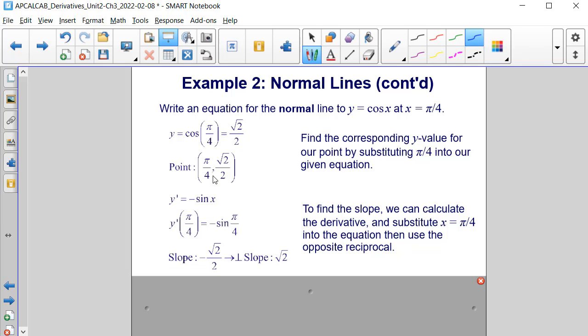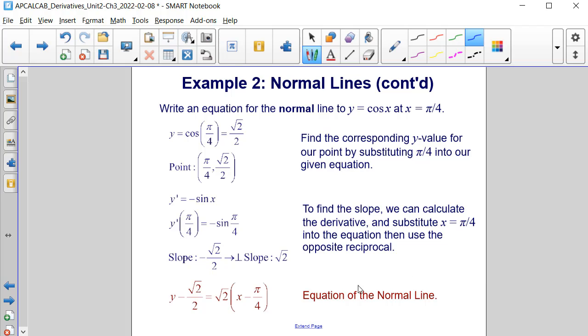So we have our point, pi over 4, positive square root of 2 over 2, and we have our slope, positive square root of 2. And now we can write the equation of our normal line, which is going to be y minus square root of 2 over 2 is equal to positive square root of 2 times x minus pi over 4. And that's the equation of our normal line.